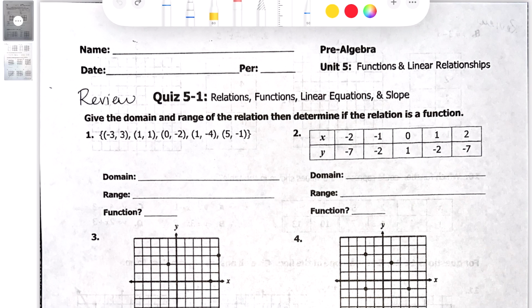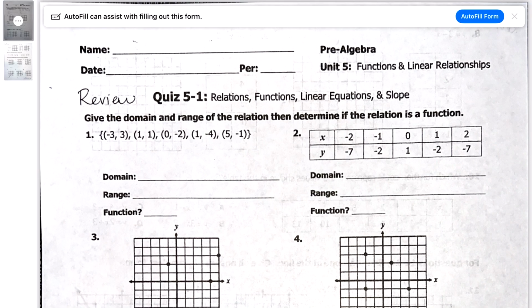So here is the review for our functions and linear relationships. We didn't spend a whole lot of time on this unit, but we did take a test on this one. So if you're still planning on retaking the test, or maybe you missed a review, here's a video just to help you get through some of the pieces here.